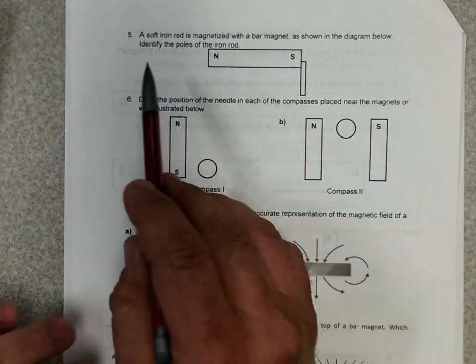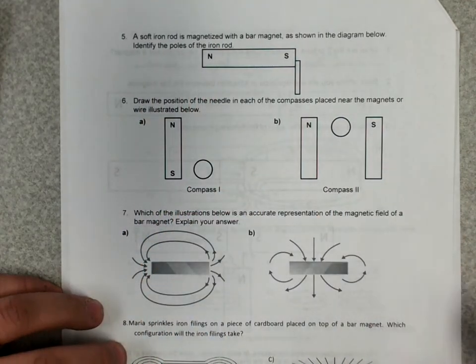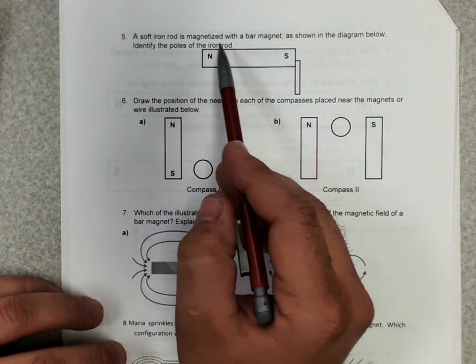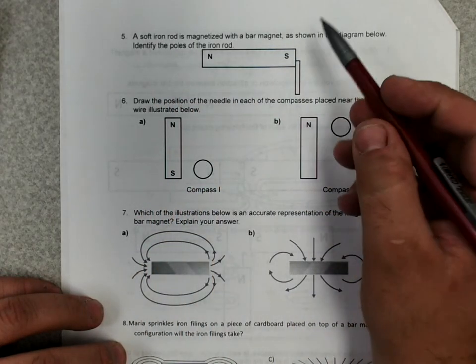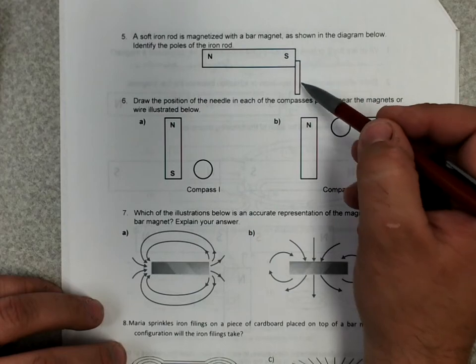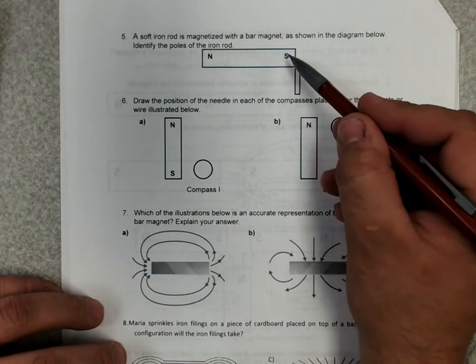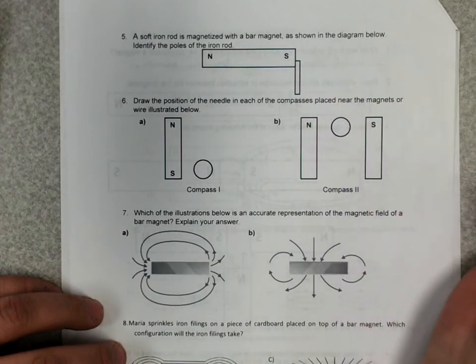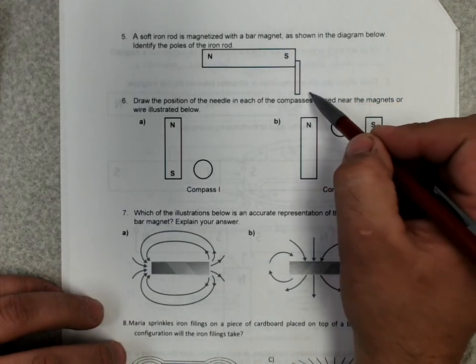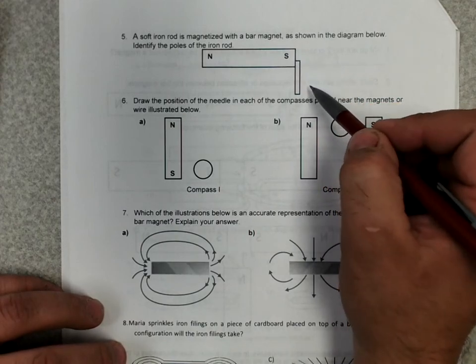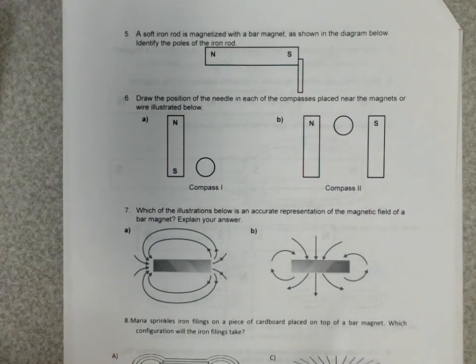Okay, for number 5, it says a soft iron rod is magnetized with a magnetic bar magnet as shown in the diagram below. Identify the poles on the iron rod. So you're going to write north and south on these, okay? Well, if this is south, what's going to be attracted to it? So I just want you to indicate by writing it next to it, north and south on each end, whichever one it's supposed to be.